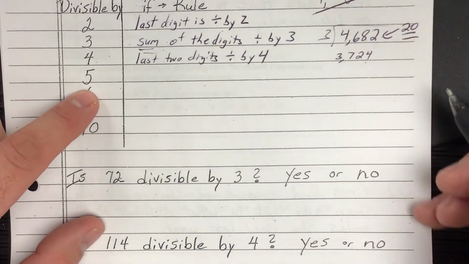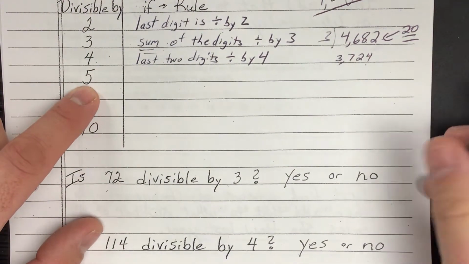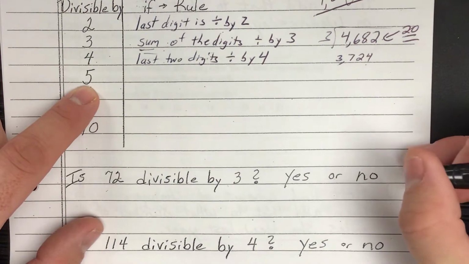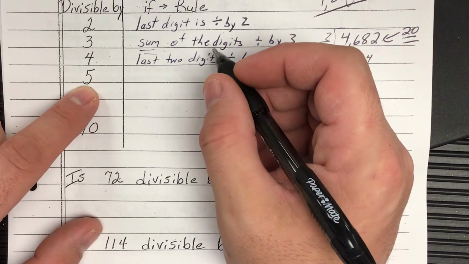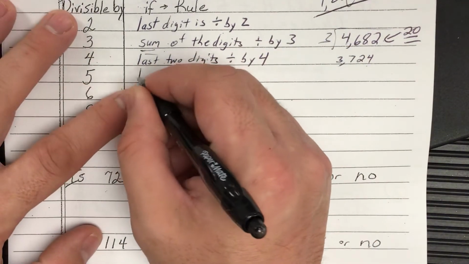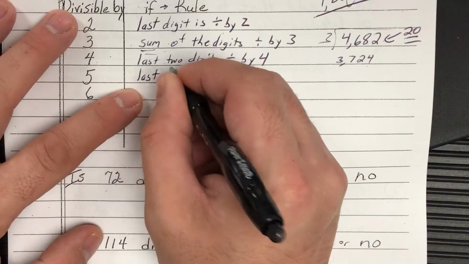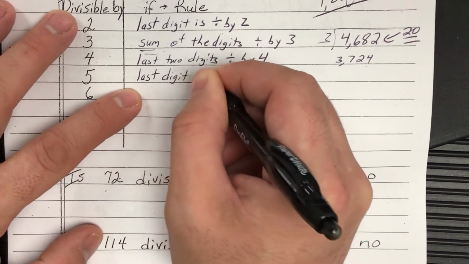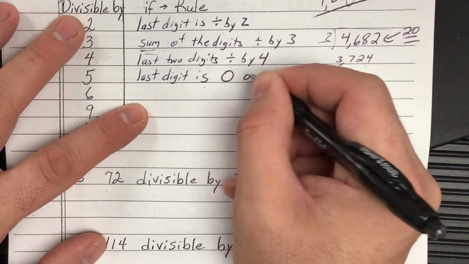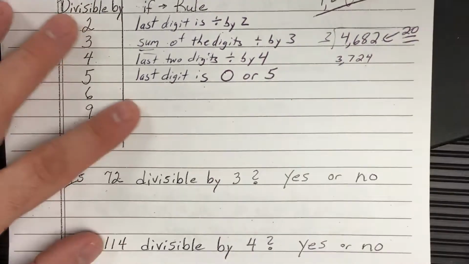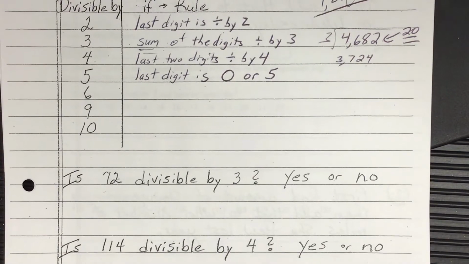Rule for 5. How do we know if 5 goes in a number? Do you remember that one? Not asking you for numbers, looking for rules. Would it be sum the digits divisible by 5? Nope. It's the last digit. Last digit is a 0 or 5. That's how you know if 5 goes in there. The last digit is a 0 or 5.